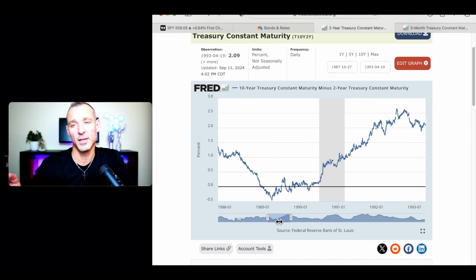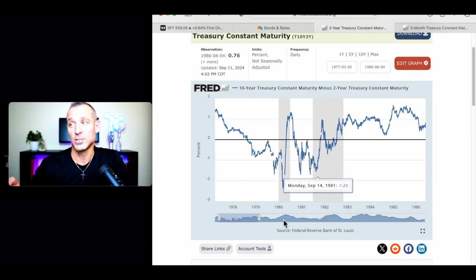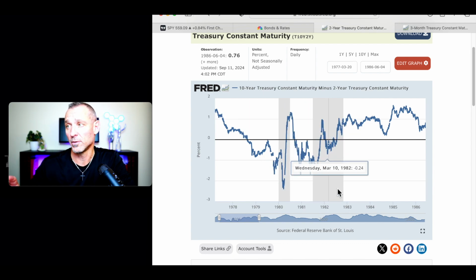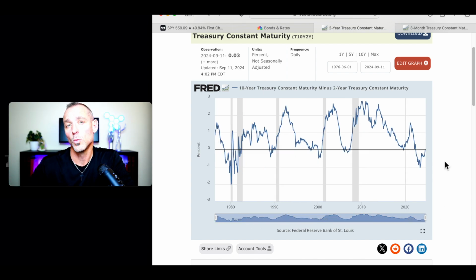I believe this event was called Black Friday, but as you see, December 1988, it inverted, and it stayed inverted till April of 1990. What happened after that? A recession. And of course, let's look at the recession back in the 80s. Look at the yield curve inversion chart and look at the recessions that were in the middle of them. So when we look at the long-term yield curve, meaning the 10-year versus the 2-year, we can see that every single time it inverts, it's followed by a recession.